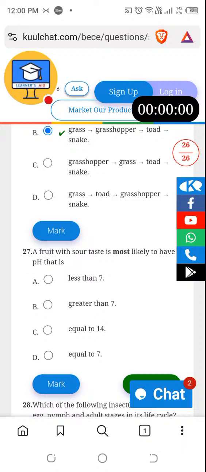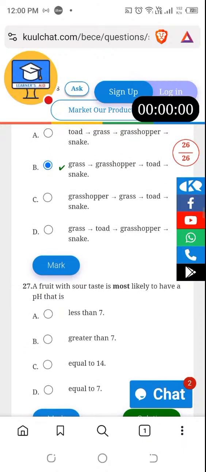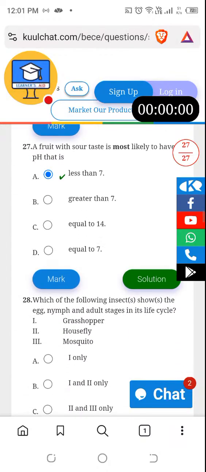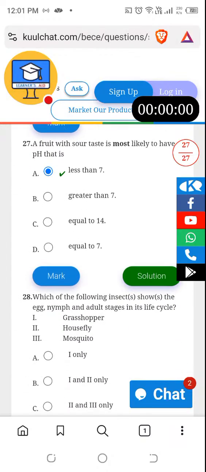A fruit with a sour taste is most likely to have a pH that is... We know acids have a sour taste. So this fruit is definitely an acid. And acids have pH less than 7. So let's go. That becomes our actual answer.